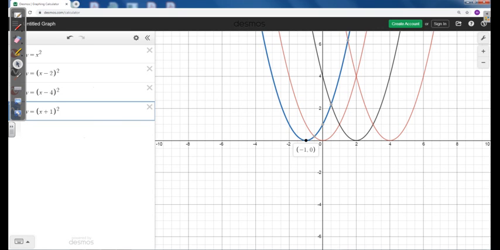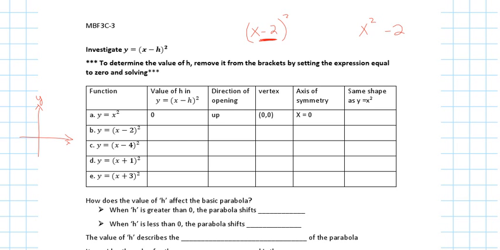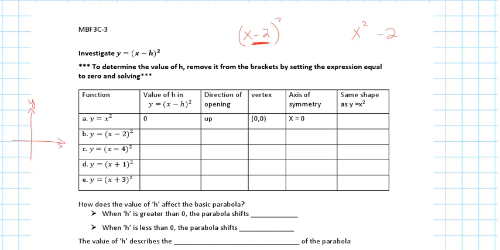So, if you look at this, to determine the value of h, remove it from the brackets by setting the expression equal to 0 and solving. Basically, to know what h is, it's the opposite sign. In this case, h is what? 2. How about in this one? Negative 1. So it's the opposite to what your eyes see.